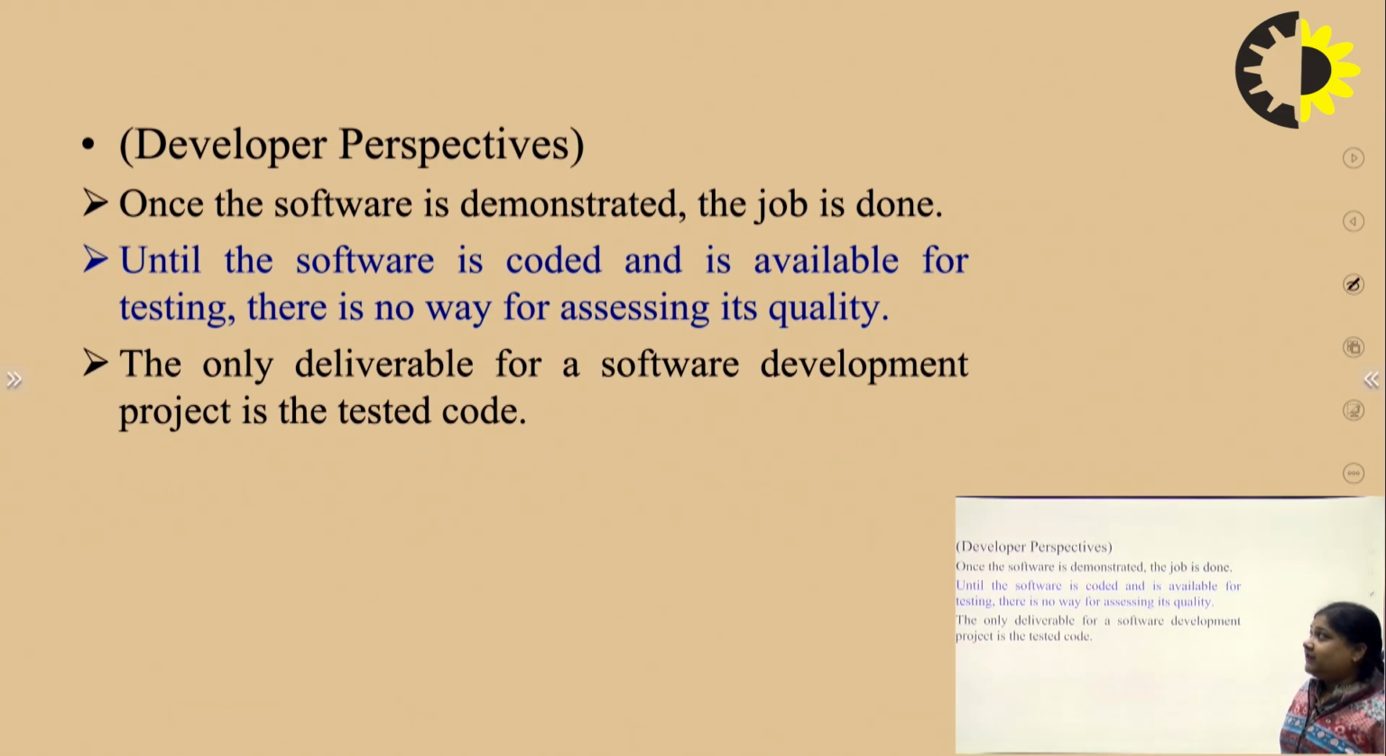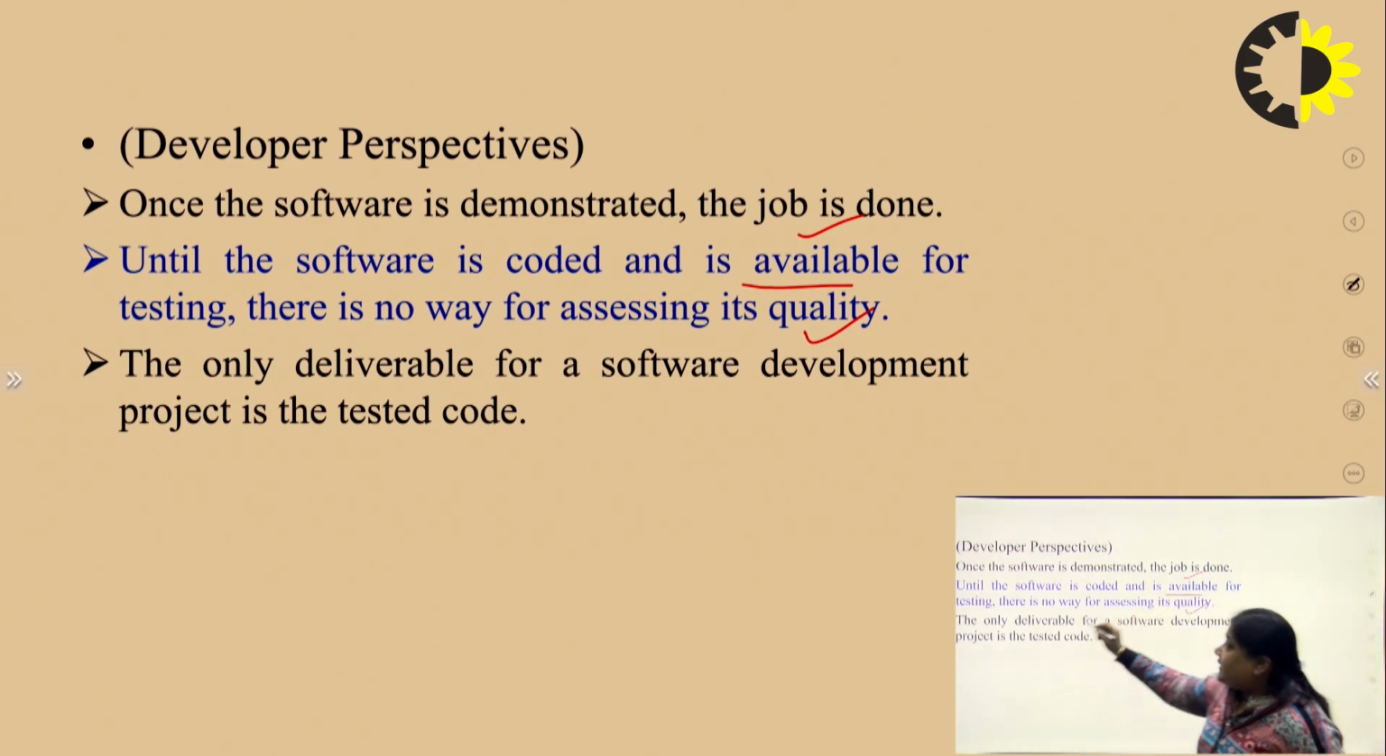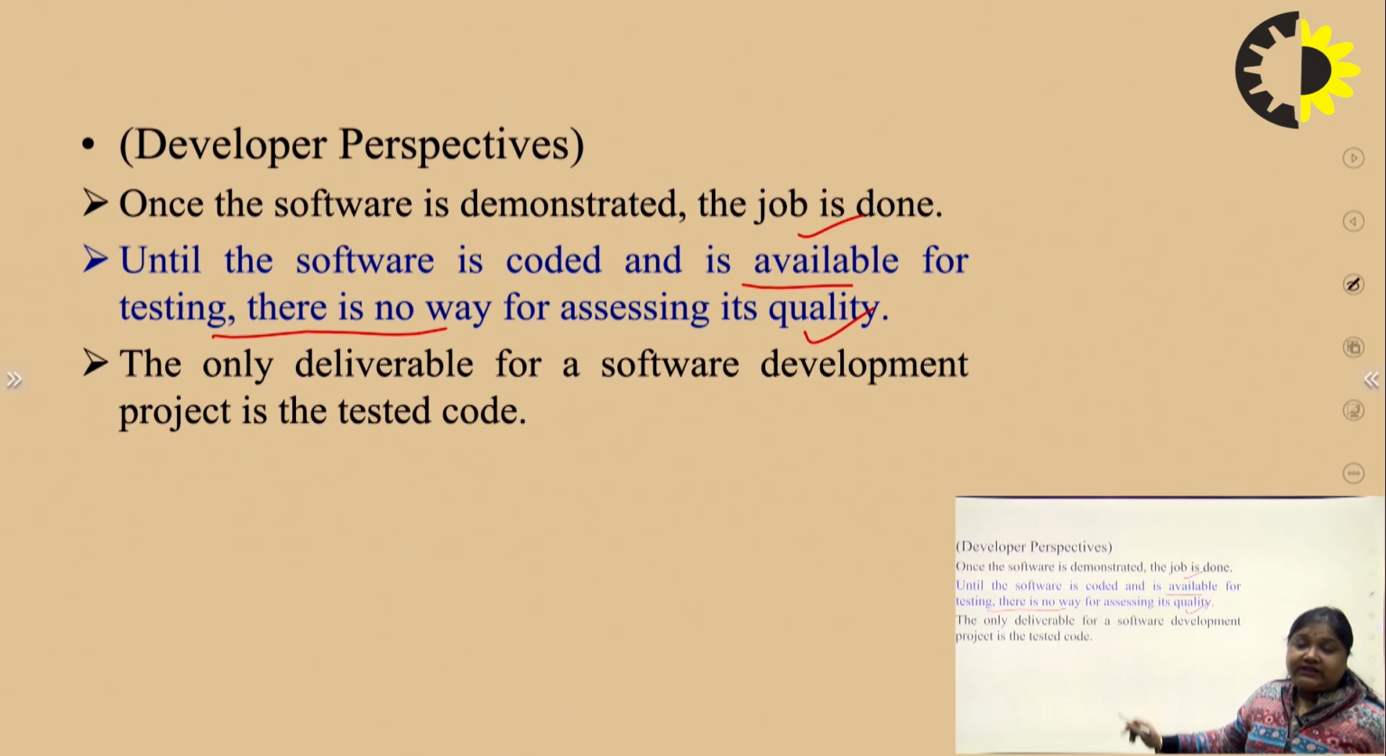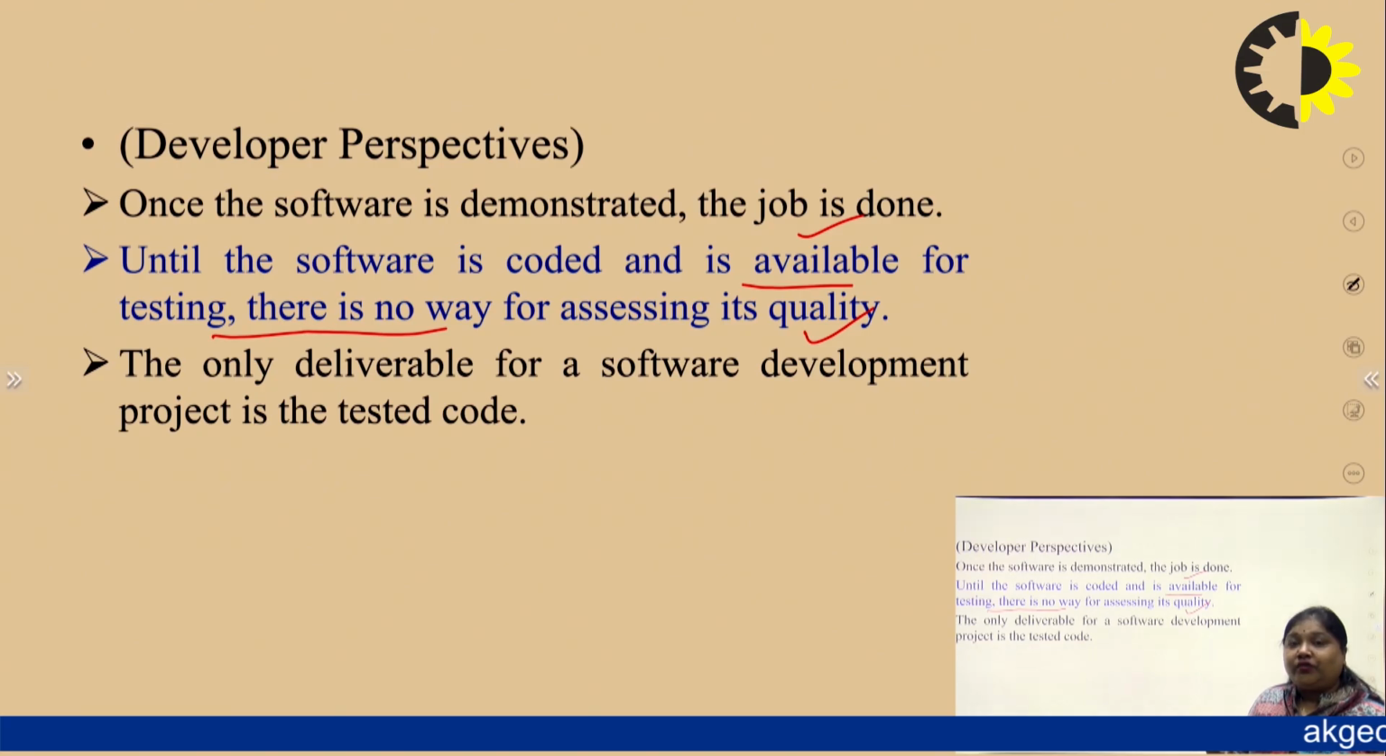Now if you see the developer perspective: once the software is demonstrated, the job is done. No, until the software is coded and is available for testing, there is no way of assessing its quality. Testing is a part of every phase. If we see through SDLC, testing should be done at every phase of our software development. The only deliverable for a software development project is the tested code. It is also not true, but it can be a myth from the developer perspective.